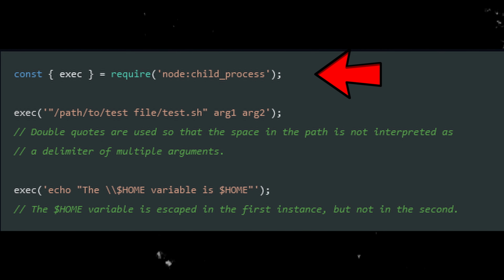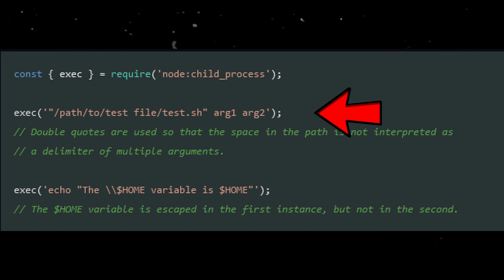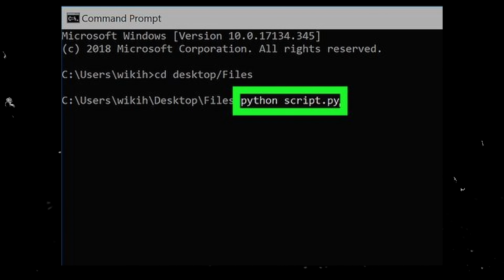Now using child process in Node.js and calling the exec function, we can execute this file using a similar command we use to execute any code file in the terminal. And after the file is executed through the terminal, the output is captured and sent back to us.